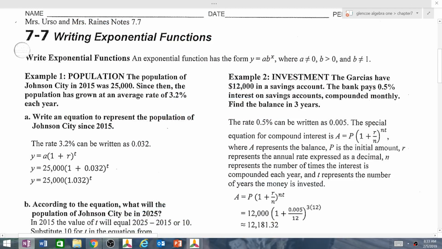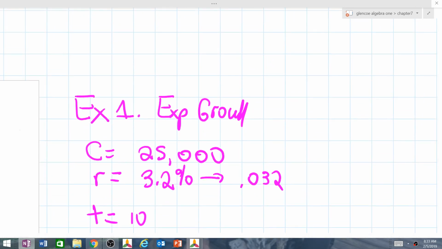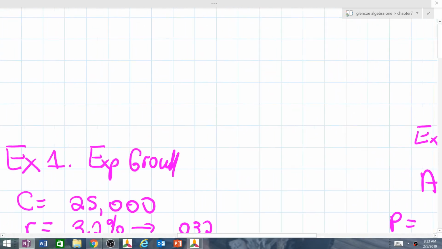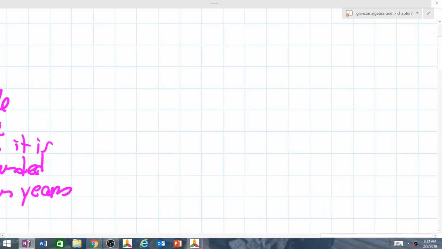Good morning and welcome to lesson 7.7, writing exponential functions. Today we're going to be talking about three different concepts: exponential growth, exponential decay, and compound interest. So it's to your advantage to have a calculator out as I go over each of these formulas with you and explain them in great detail. So let's go ahead and talk about the exponential growth formula first. Exponential growth.